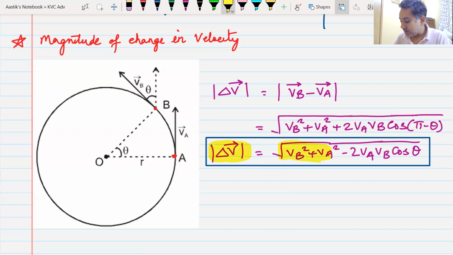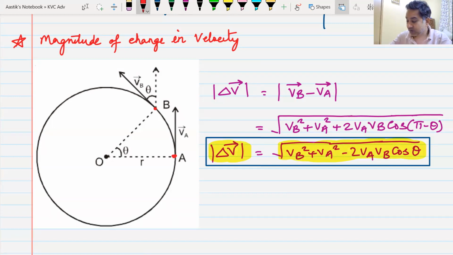Magnitude of change in velocity. See, all these things, if you are going to do in the examination hall, you are going to lose a lot of time, and that is not allowed. You cannot lose time in the examination hall.